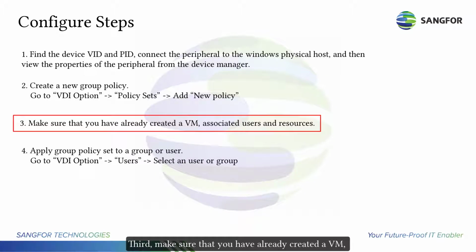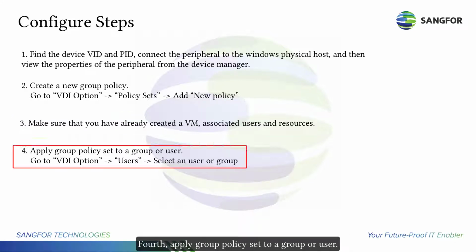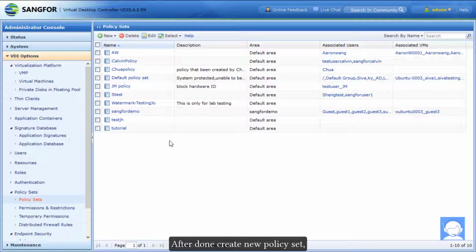Third, make sure that you have already created a VM, associated users and resources. Fourth, apply the group policy set to a group or user. Go to the VDI option, Users, select End User or Group. After that, apply the created policy set to a group or user.